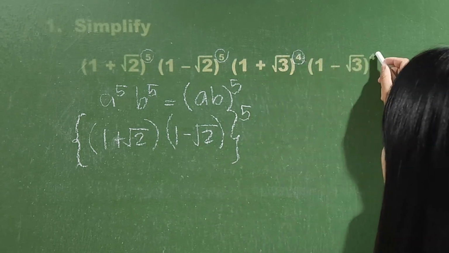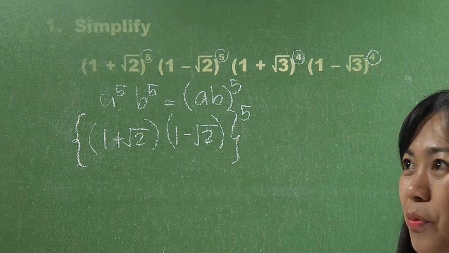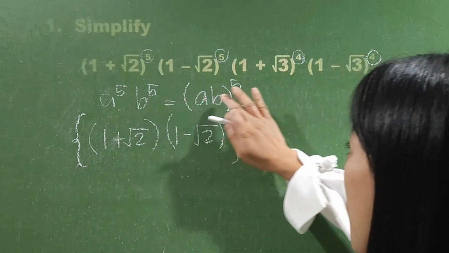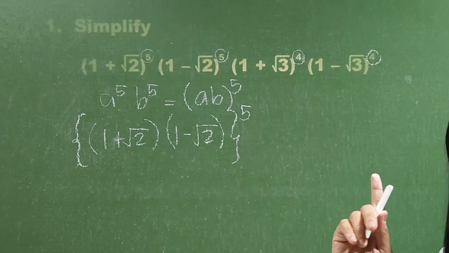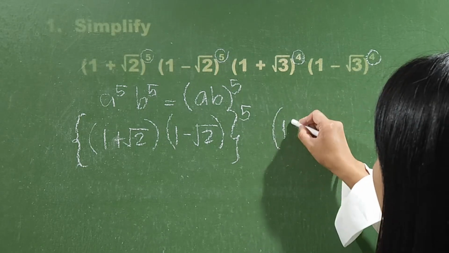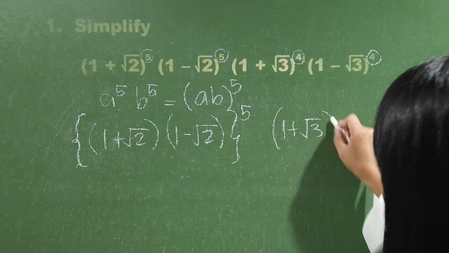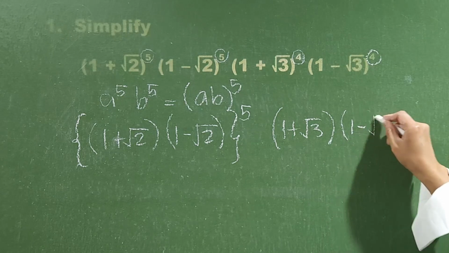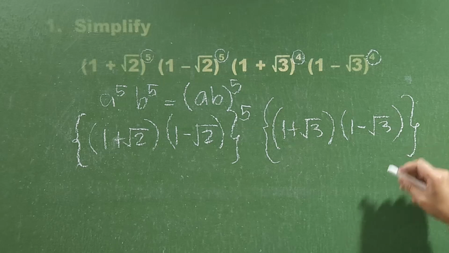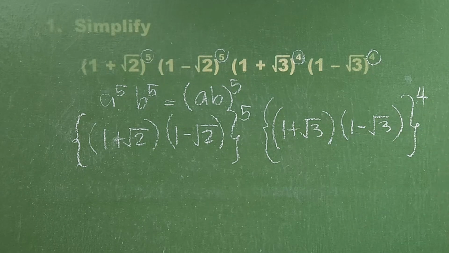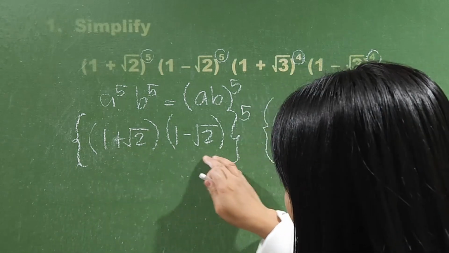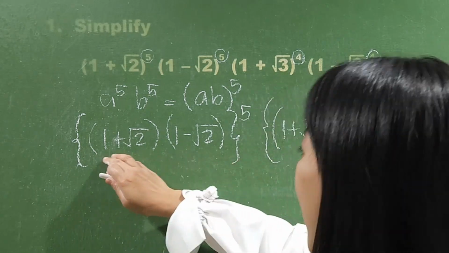They also have the same exponents. So this exponent rule is also applicable. This one can be written then as 1 plus the square root of 3 times 1 minus the square root of 3. And we will be putting this one inside these brackets and it would be raised to the power of 4. Okay, now look at these expressions inside these brackets.